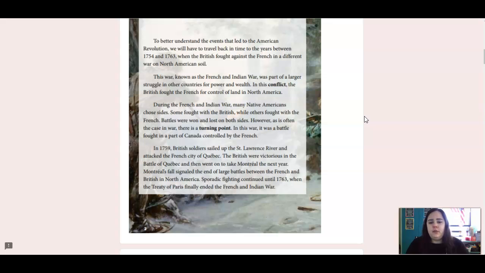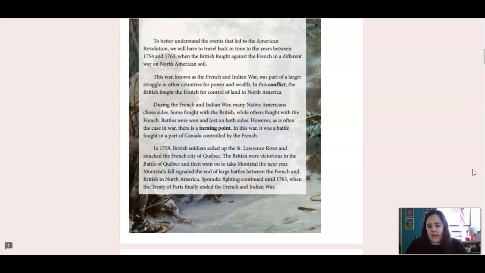During the French and Indian War, many Native Americans chose sides. Some fought with the British, while others fought with the French. Battles were won and lost on both sides. However, as is often the case in war, there is a turning point. In this war, it was a battle fought in a part of Canada controlled by the French.